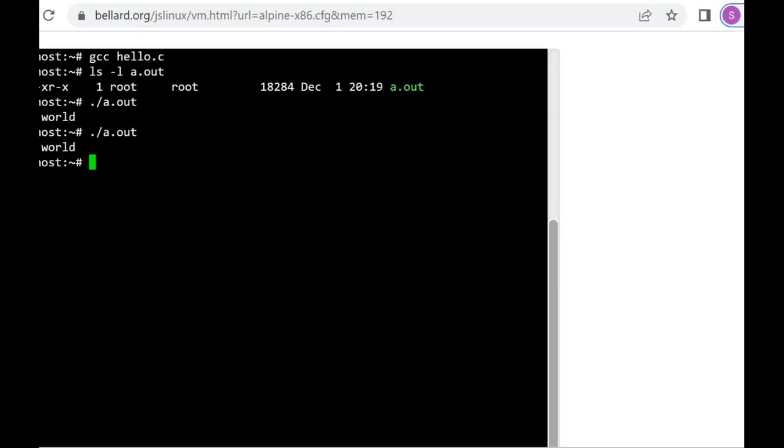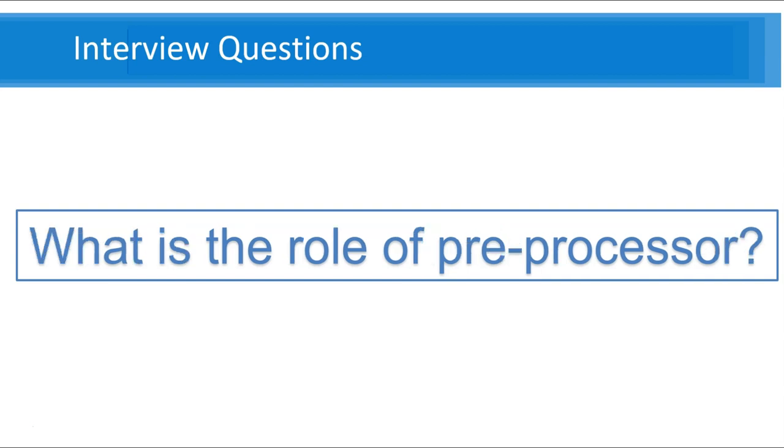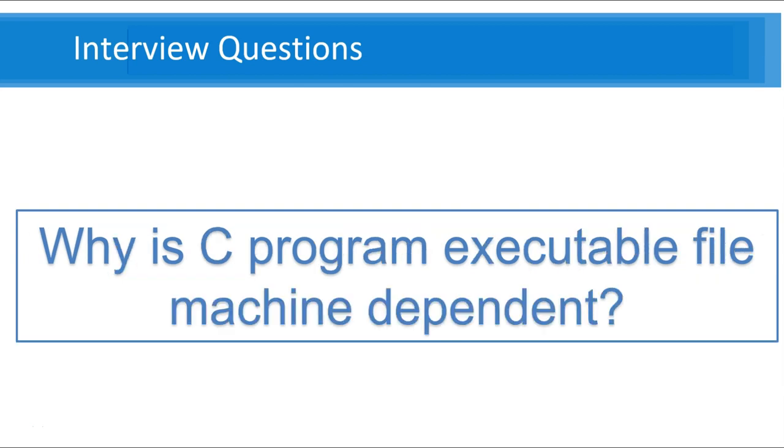Hope it was clear. Now that we have seen the compilation process, the actual interview questions could be something like this. Explain the compilation process. You can explain the preprocessor, compiler, assembler, linker, and the role of the loader as well. That could be the first question. Second is, what is the role of the preprocessor? We already saw that. It expands header files, does literal substitution, and does macro substitution. That's the role of the preprocessor.